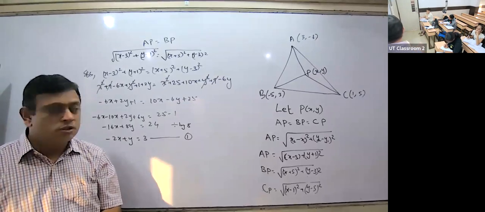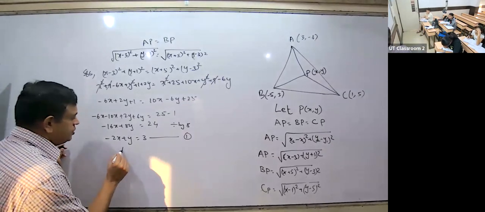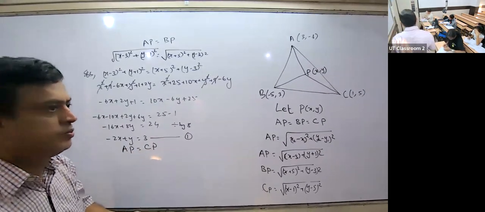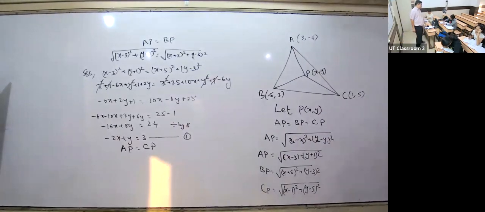Then another one we take, as we said, this control AP equal to CP. Then AP and CP create, get the answer. Same this time, this method you should do it, okay?